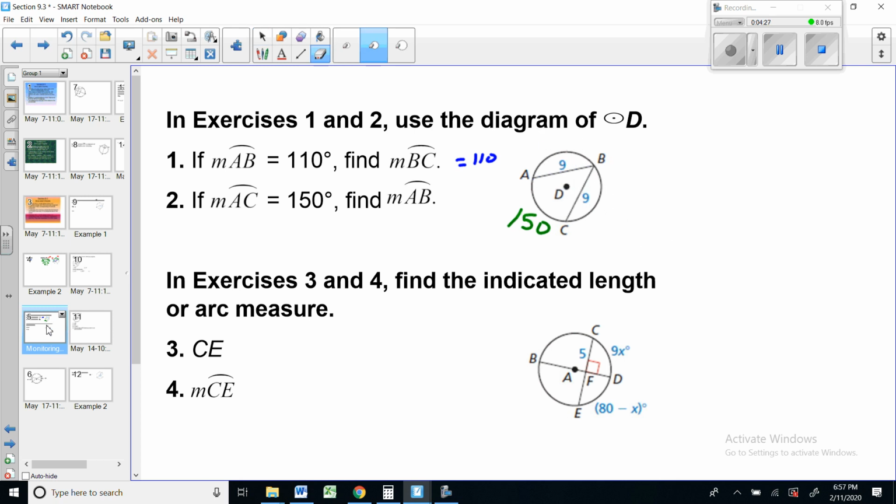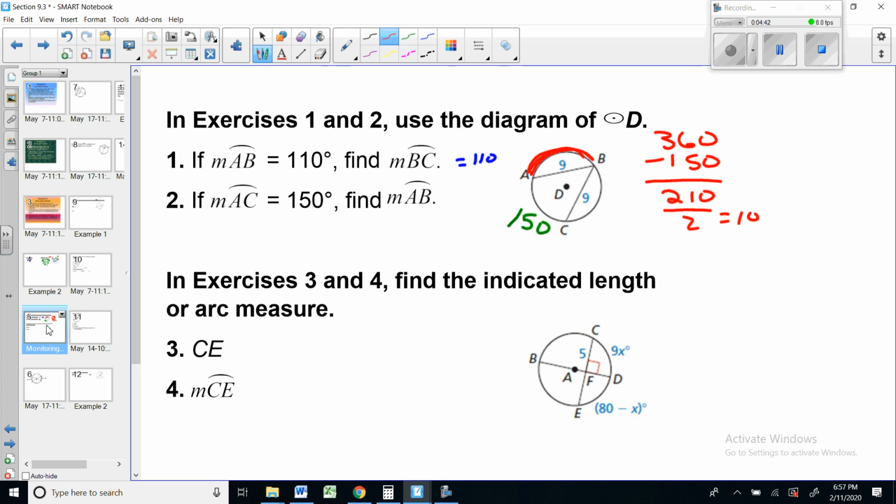Well, you know again that the two arcs have to be the same from A to B and B to C. So I'm going to take 360 and I'm going to subtract 150 from that. And that's going to give me 210. I'll divide that by 2, and then both arc AB, as well as arc BC, are 105.